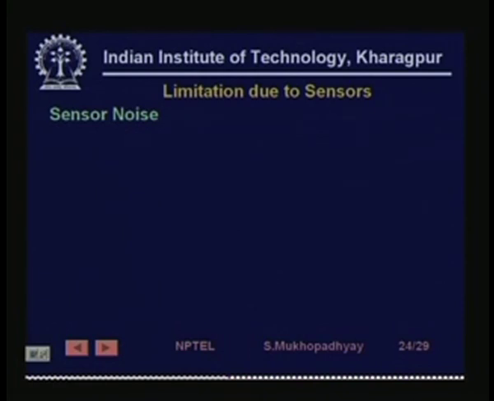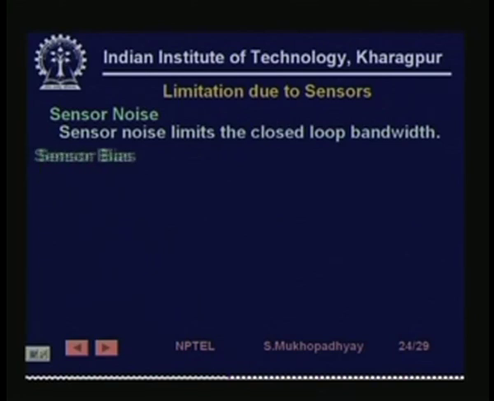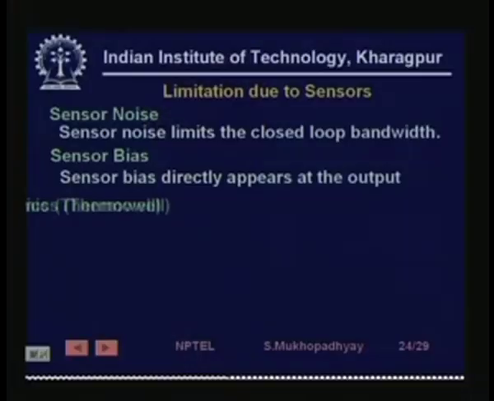Performance in a control loop can be limited by sensor noise. Sensor noise limits the closed loop bandwidth. If you increase the closed loop bandwidth, the noise will go to the output. If you have sensor bias, as we have discussed, exactly the same bias, especially in unity feedback control, will appear at the output.